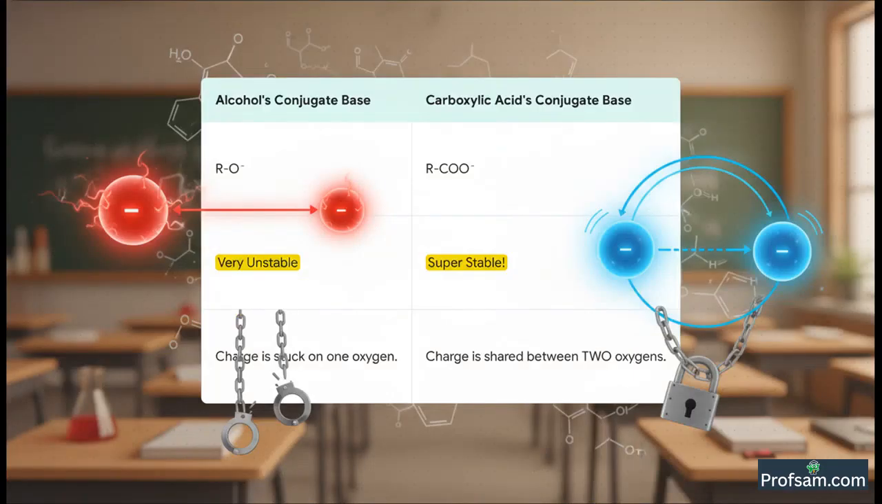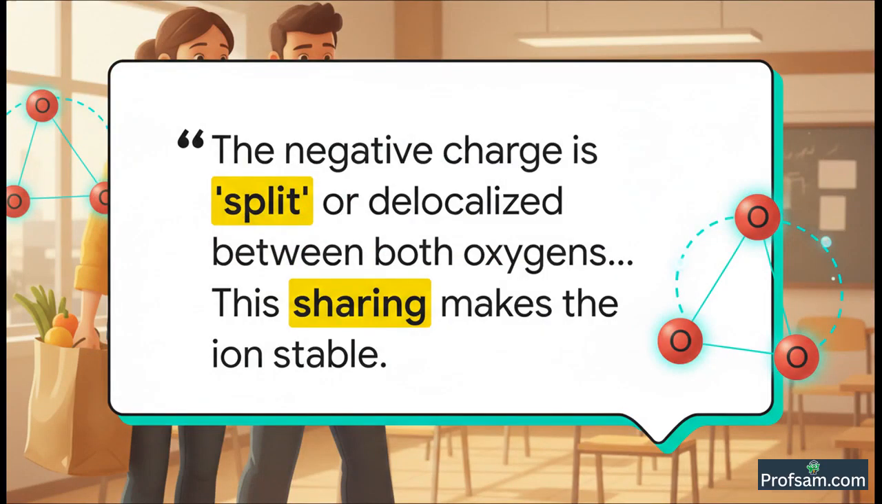Now, a very common point of confusion for students is to compare carboxylic acids with alcohols. You might think, both have an OH group, so they should be similar, no? But they are very different. Look here. When an alcohol loses its proton, the negative charge is stuck on just one oxygen atom. This makes it very, very unstable. But when a carboxylic acid loses its proton, that negative charge gets to be shared between two oxygen atoms. And this idea of stability is the most important concept to grasp.